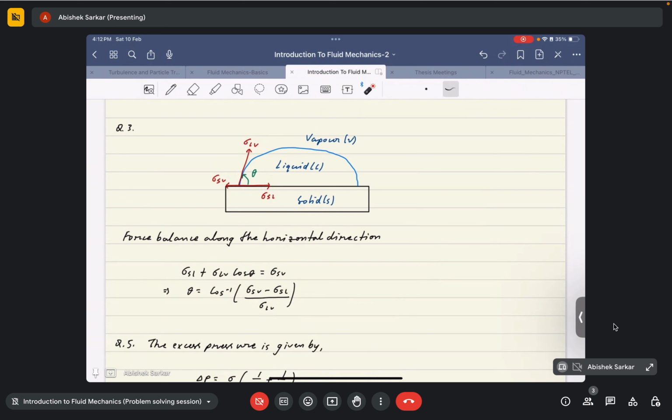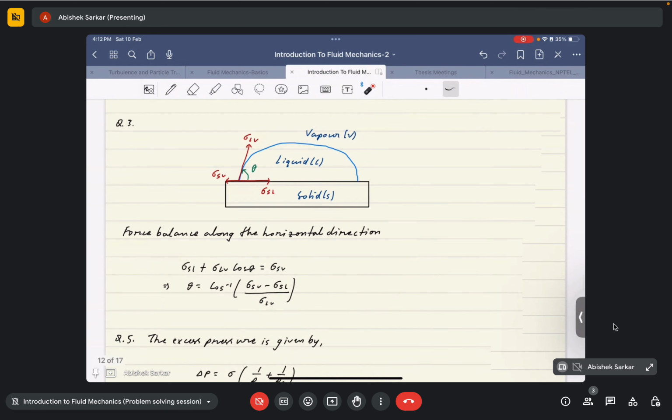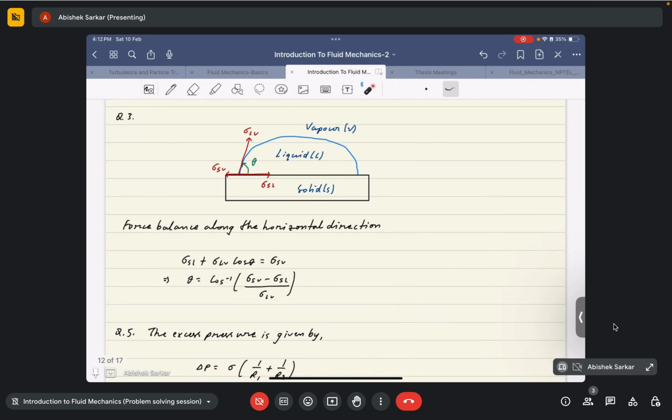So we just do the force balance, that is sigma SL plus sigma LV cos theta is equal to sigma SV. You can cancel out the L from all the terms. Then take this term to this side, so sigma SV minus sigma SL divided by sigma LV is equal to cos theta. To find theta, you just take the inverse cos, so theta is equal to cos inverse of sigma SV minus sigma SL by sigma LV. It's very simple. You can go ahead and check the lectures, but it's fine.